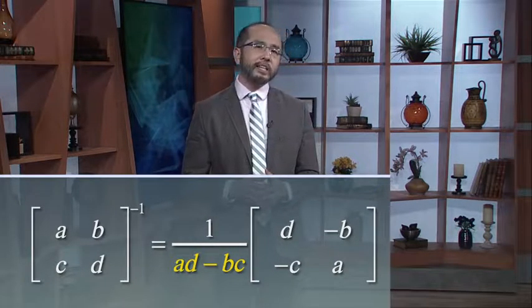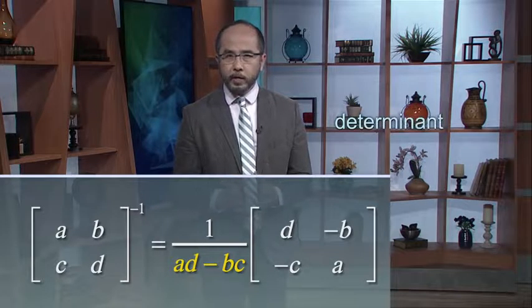The quantity AD minus BC is called the determinant of the matrix ABCD, and it plays a special role in determining whether a matrix is invertible.